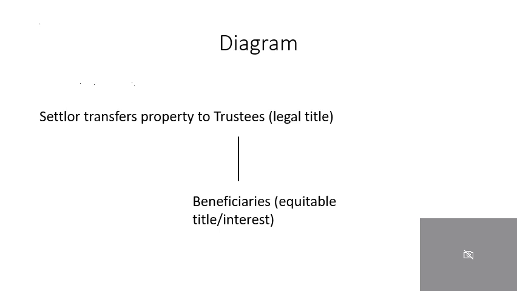It's the same thing. Okay, so what we've seen here now is, as soon as property is subject to a trust, meaning that property has been transferred to trustees to hold on trust for beneficiaries, the legal and equitable title to that piece of property separates. So the legal title stays with the trustees, and the beneficial or equitable title passes to the beneficiaries.